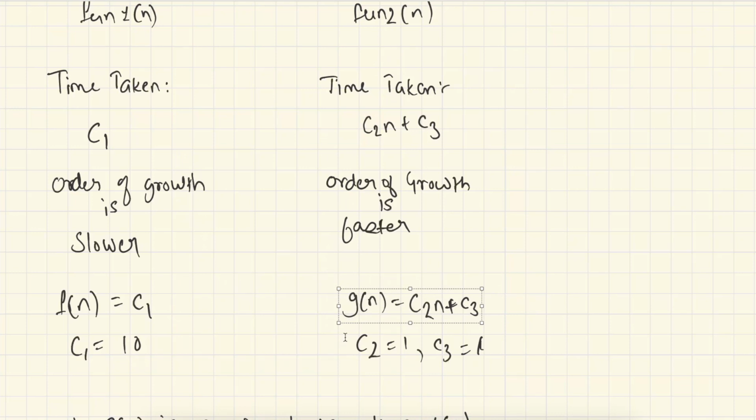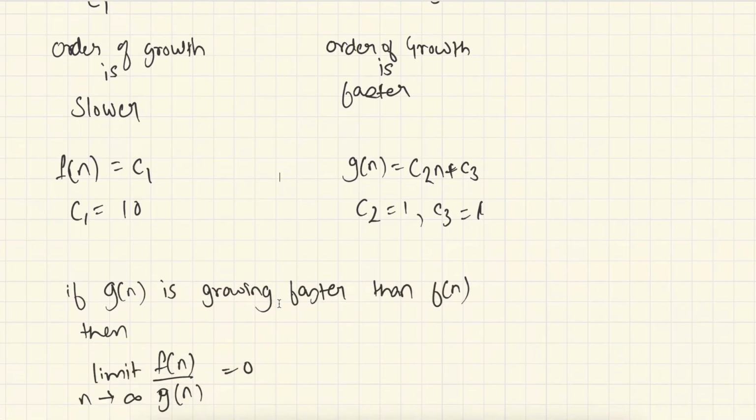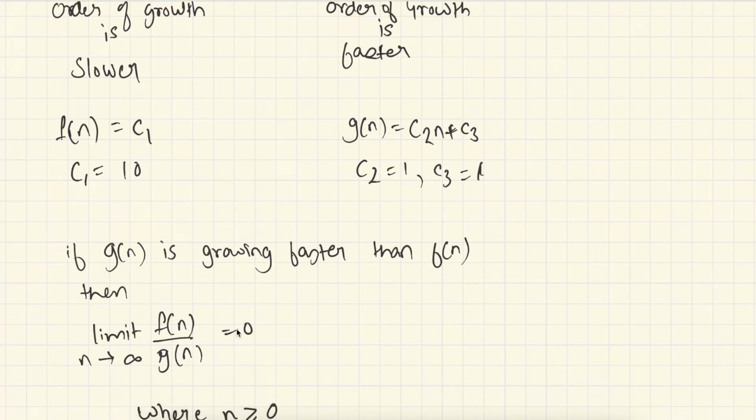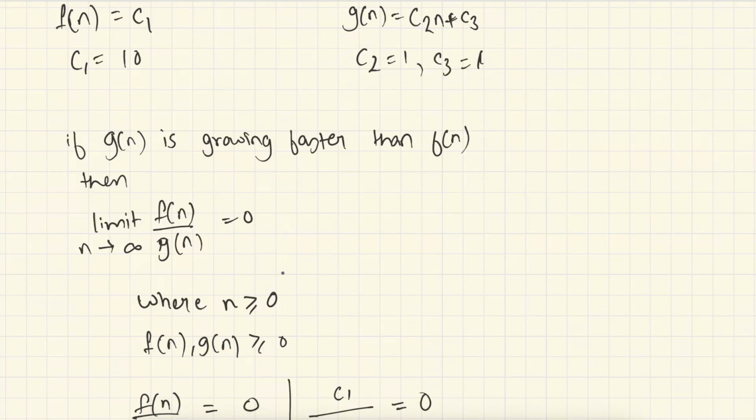We ran this function on a faster machine, so the value of c1, c2 and c3 is going to be 1. It means it takes 1 unit of time to execute. Now if we say that g(n) is growing faster than f(n), and in the previous video we have proved this, then we can say that f(n) divided by g(n) is equal to 0 when n tends to infinity. And it is only possible when n is greater than 0 and f(n) and g(n) are greater than 0 also. f(n) and g(n) are nothing but the time taken by the two functions.